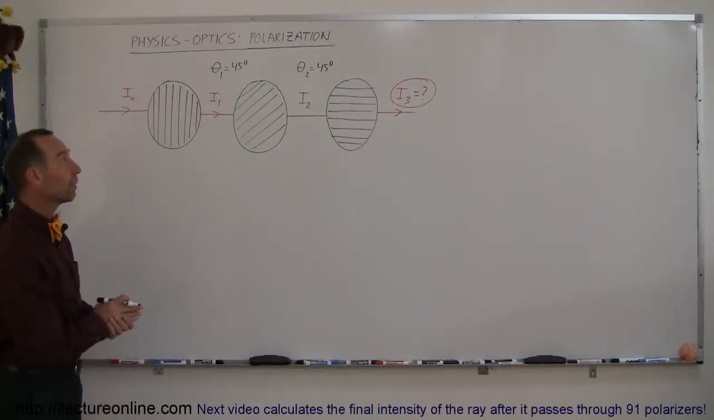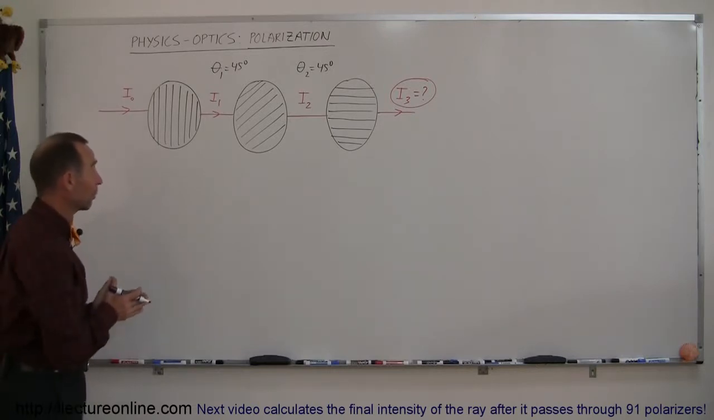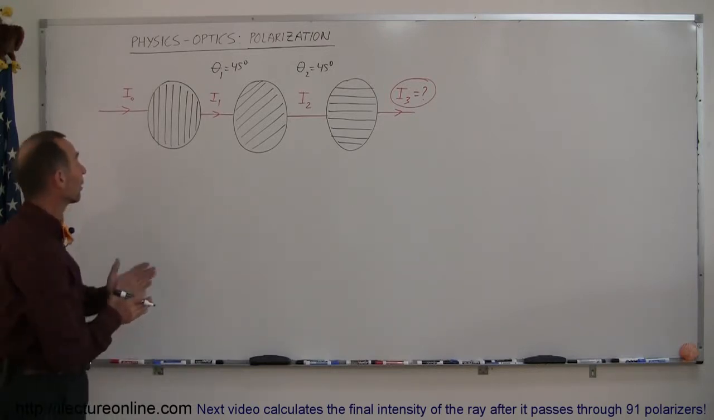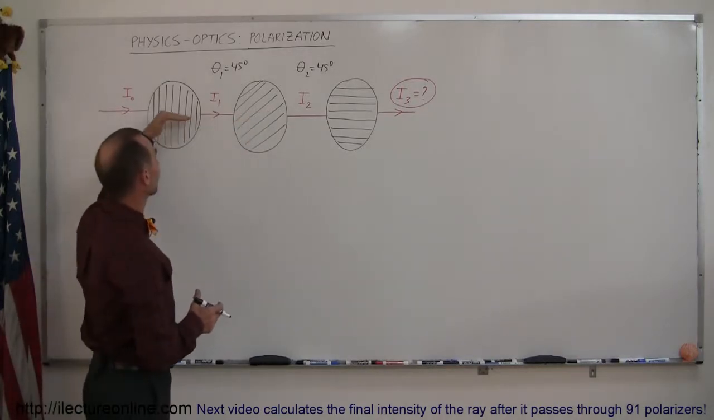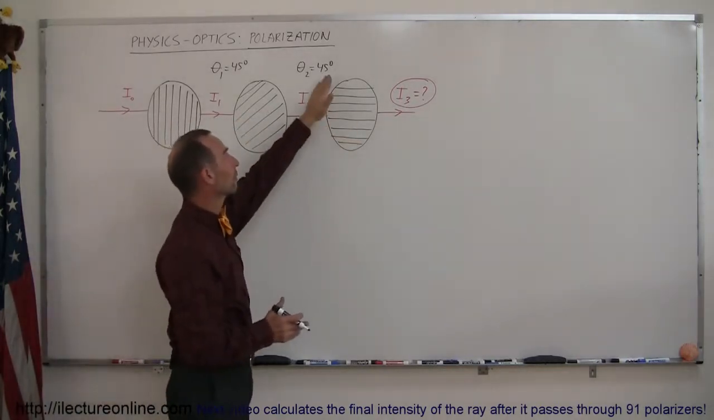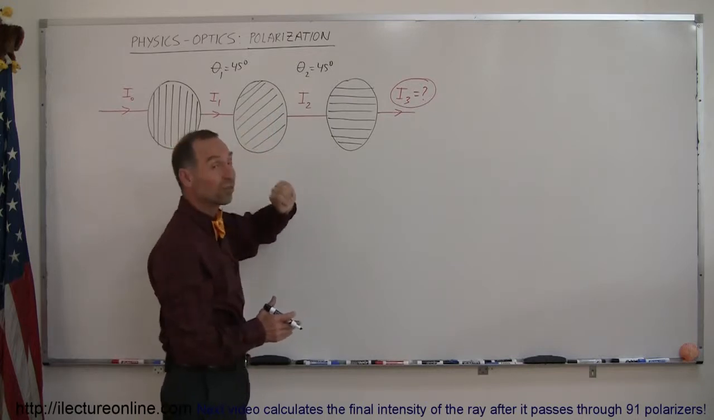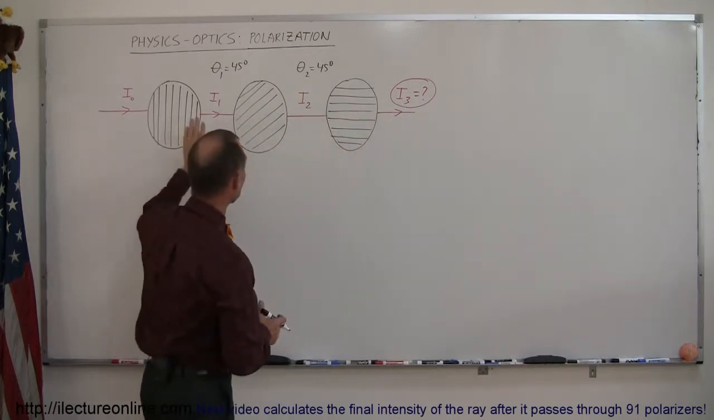And here's another example of how we work with polarizers. Now here's an interesting example. We now have 3 polarizers, and notice that the first one is perpendicular. The second one is at a 45-degree angle relative to the first one, and the third one is at a 45-degree angle relative to the second one, which means that the third one is perpendicular to the first one.